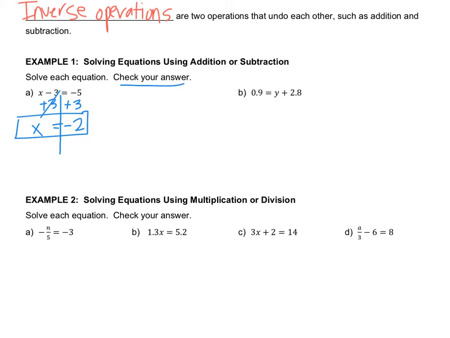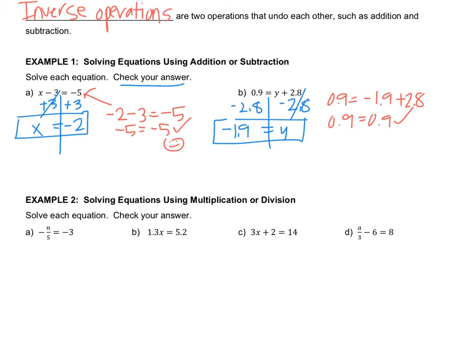And what you do is you go back into the original equation and you just plug in -2 where the x is. So this means -2 minus 3. And then you check, is -2 minus 3 equal to -5? And it is. So I got it right. You can put a check. You can put a smiley face, whatever you want to put. Why don't you try letter B on your own? Make sure that you show your steps.